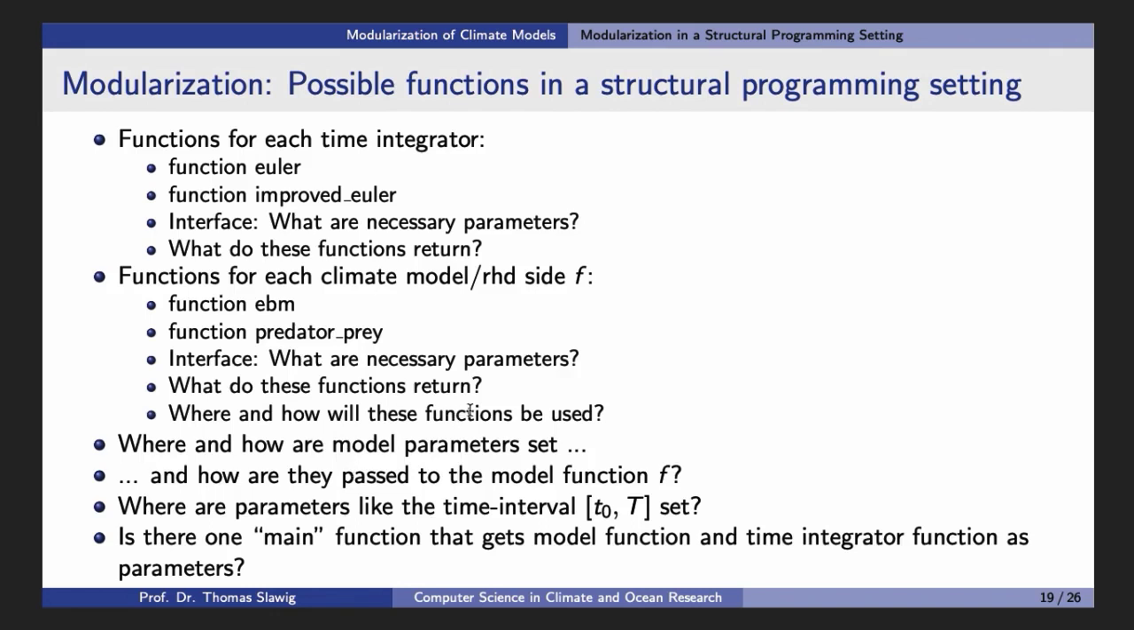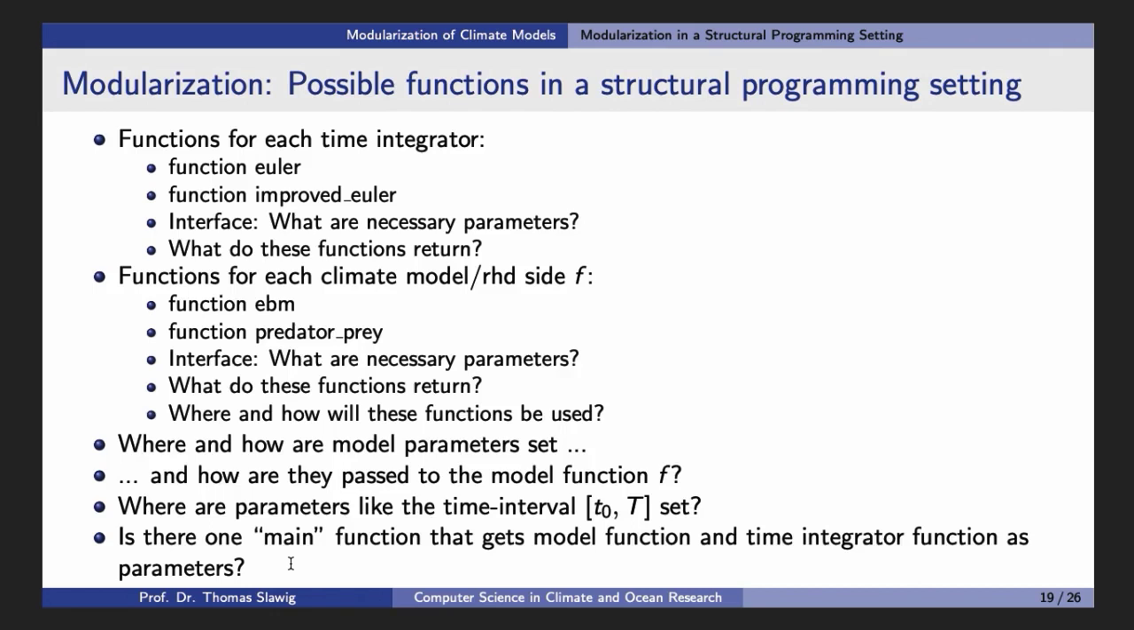So one question is, how are these functions passed to the time integrator? And where and how are model parameters set? Because the functions have model parameters, at least the predator-prey has model parameters. And how can they be passed to the model function if the outer function is a time integrator? Because the time integrator operates on the model function, but from outside I might want to change the parameters. And then where are parameters like the time interval set? And is there a main function that gets the model function and the time integrator function as parameters? So there's something to think about, how this can be realized so that it becomes usable.